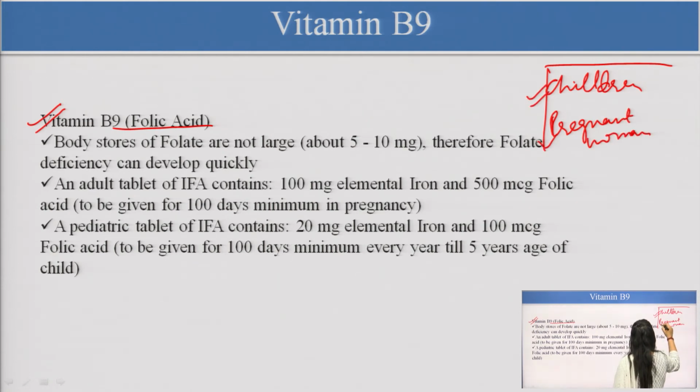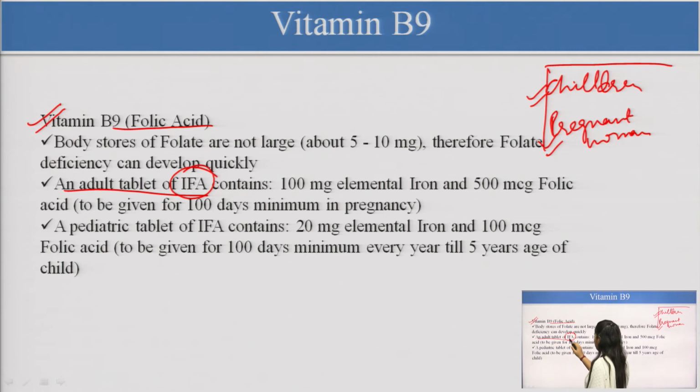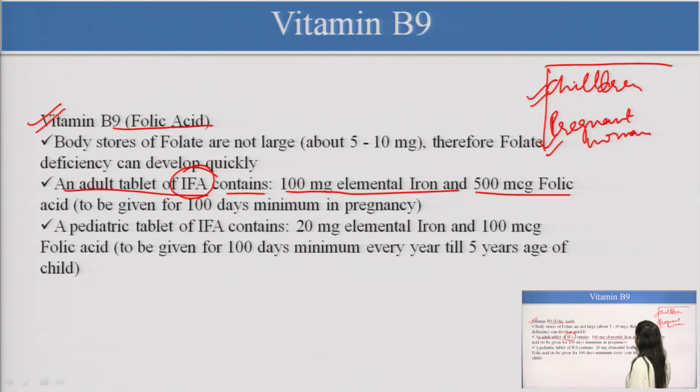How much quantity will we provide to children or to pregnant women in a deficient condition? We provide folic acid. We can see an adult tablet of IFA, the iron folic acid tablet, which contains 100 mg of iron and 500 micrograms of folic acid. This is given in pregnancy for at least more than 3 months.